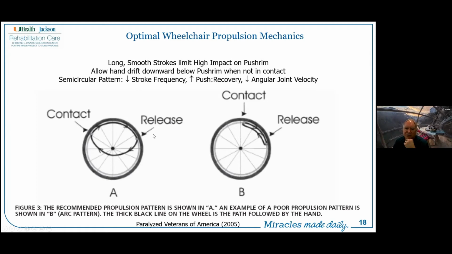You want your hand to drift downward below the push rim when it's not in contact so that you have this semicircular pattern. This is going to reduce your overall stroke frequency, so the total number of hits on the push rim per day is going to be reduced. Your time for push to recovery is going to increase so that you have a longer push time. Overall contact is greater, and you're going to decrease the angular joint velocity here.